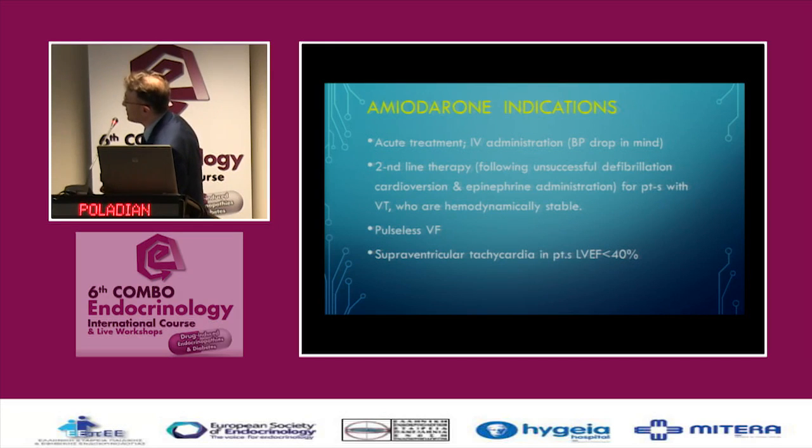So amiodarone indications: in acute treatment, IV administration. Always keep in mind that you can have a blood pressure drop. The second-line therapy is following unsuccessful defibrillation or cardioversion and epinephrine administration. This is for patients with ventricular tachyarrhythmia who are hemodynamically stable. But whenever we have pulseless ventricular fibrillation, the drug of choice is amiodarone. And supraventricular tachyarrhythmia, when we have patients with a left ventricular ejection fraction of less than 40%.